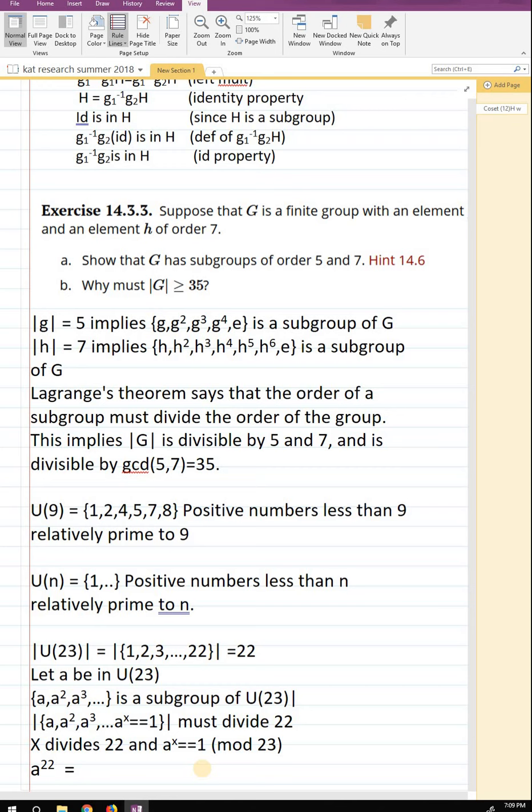I can write this because there are 22 elements and the last element is 22. But you don't know the last element is 22, and there's not 22 elements. There's only x elements here. There's 22 elements in the whole group, but this only gives me part of the group. How can I get a to the 22 from a to the x, using the fact that x divides 22? Can I express this in terms of x somehow?